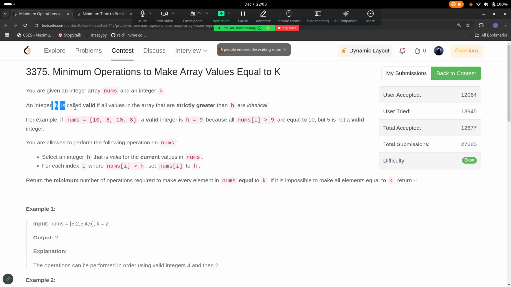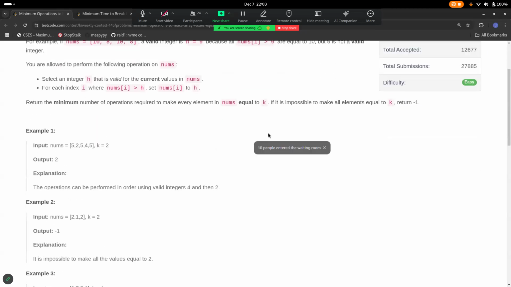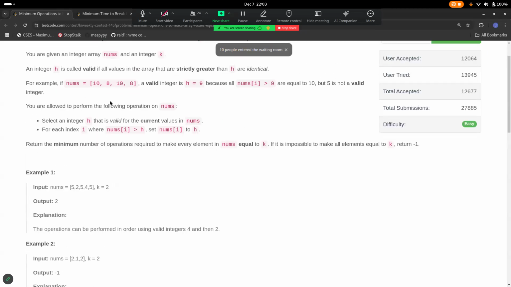This question defined an integer h to be valid if all values in the array are strictly greater than h and are identical. So for example, for this nums array 8, 10, 8, 10, 8, the integer h equal to 9 is valid because we have two numbers which are greater than 9, which are 10 and 10, and which are both equal.